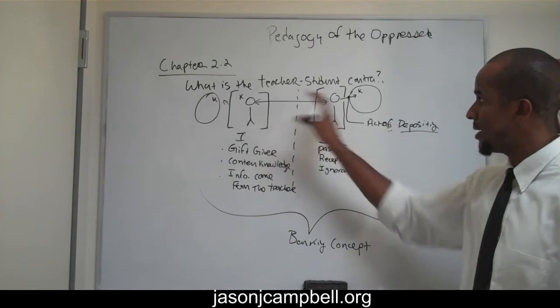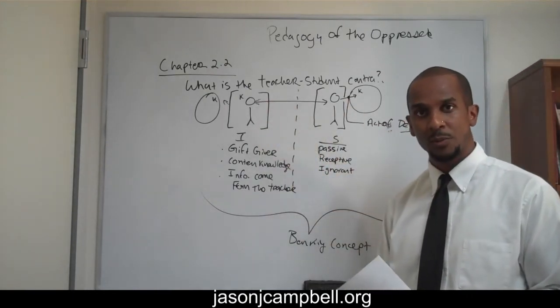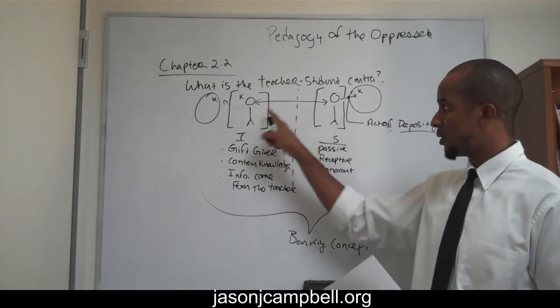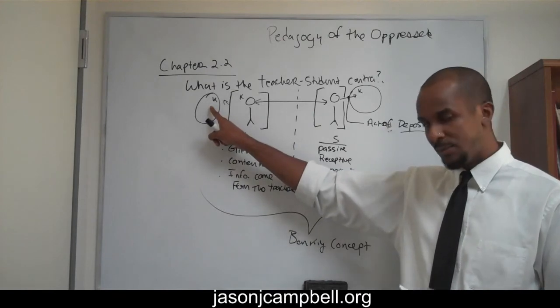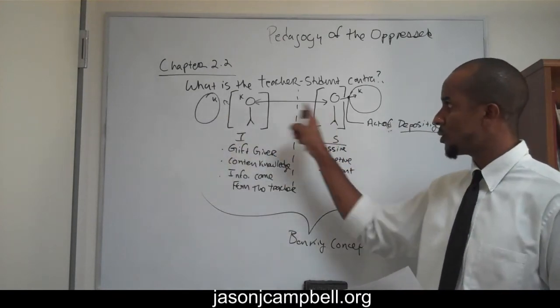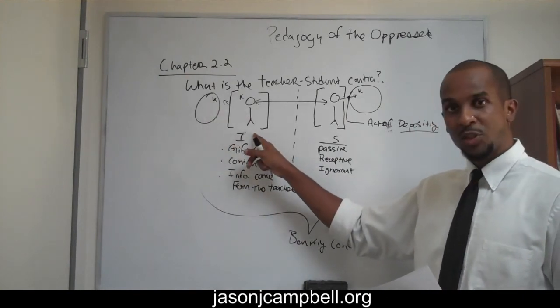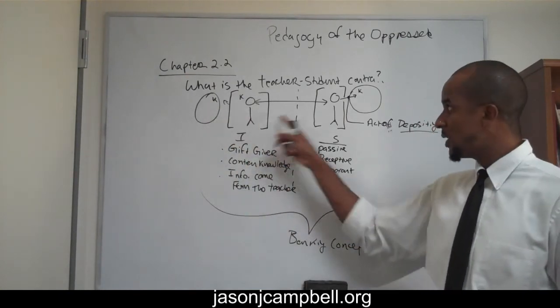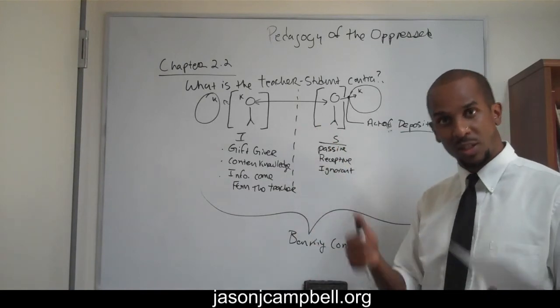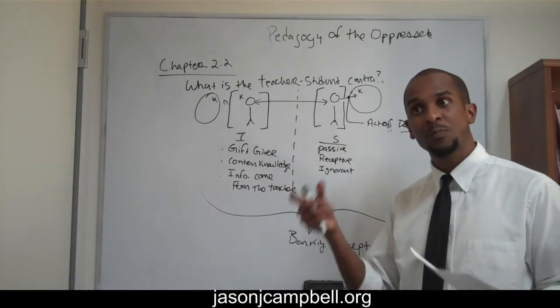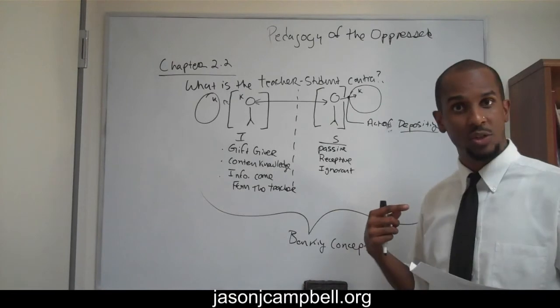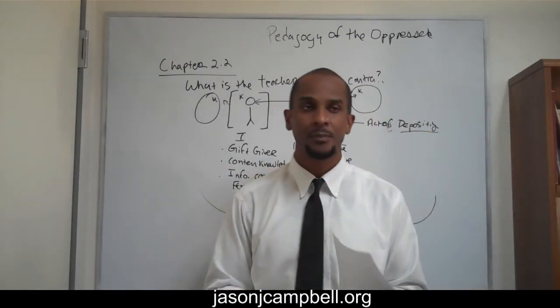The question is, how is this possible? If it's possible for the student to educate the teacher, and it seems obvious that it is, then we recognize that the assumption in the banking concept that only teachers teach students is a contradiction. It's false, right? It's false because students can teach teachers as well. So how is this done?